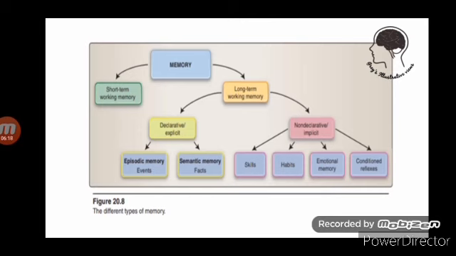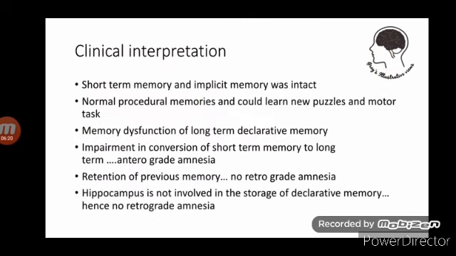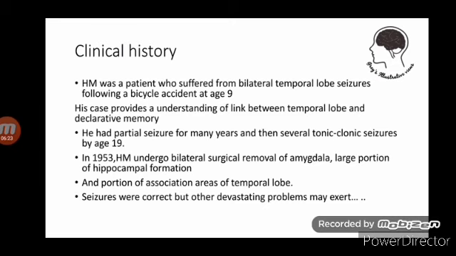This was a general overview about memory. Now let us start our discussion about the case of HM, Henry Gustav Molaison. HM was a patient who suffered from bilateral temporal lobe seizures, with the hippocampus as the site of seizures. Almost 90% of seizures in the brain occur in the hippocampus. Why is the hippocampus a common site of seizures? There is a scientific reason behind that.